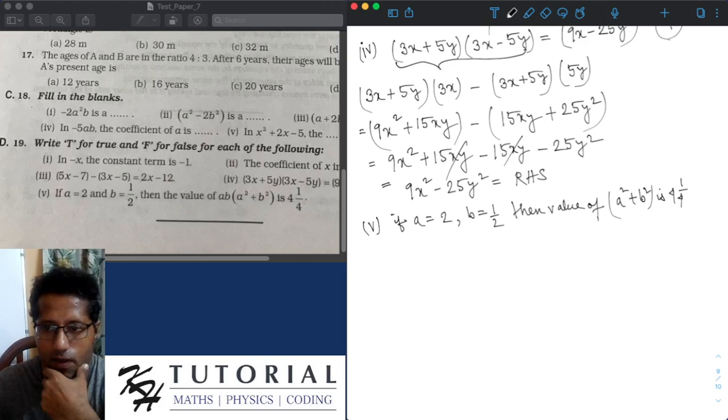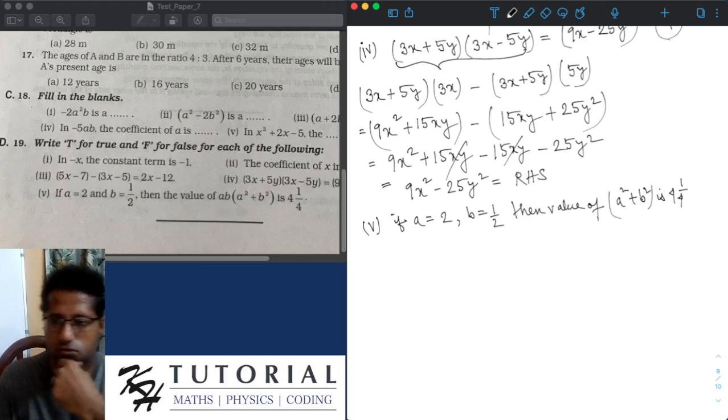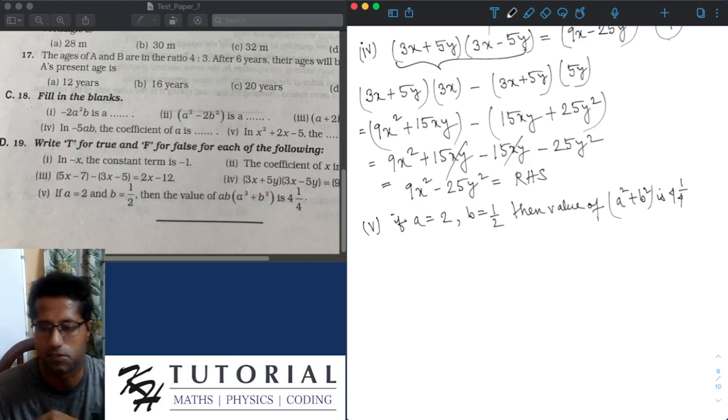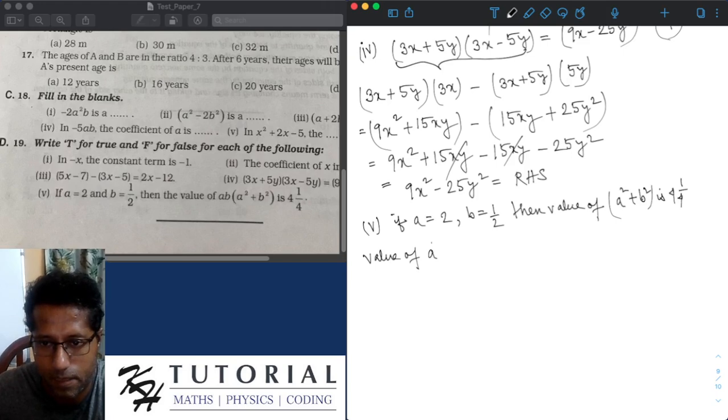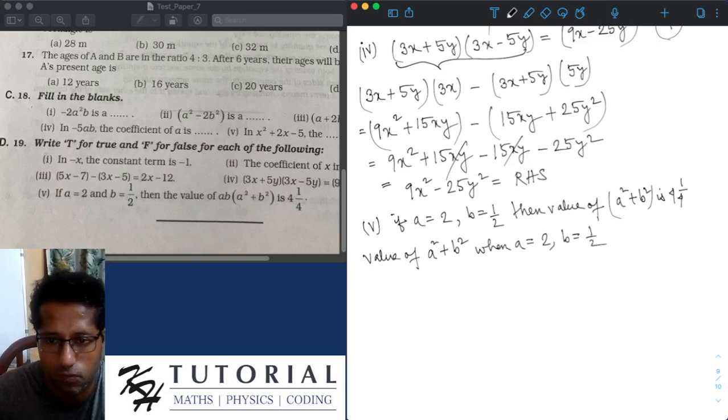So we have to find the value of the given expression a square plus b square. So it is an algebraic expression in two variables a and b, and we have to find the value of this expression for given values of a and b. So the value of a square plus b square when a equals 2 and b equals half is equal to.